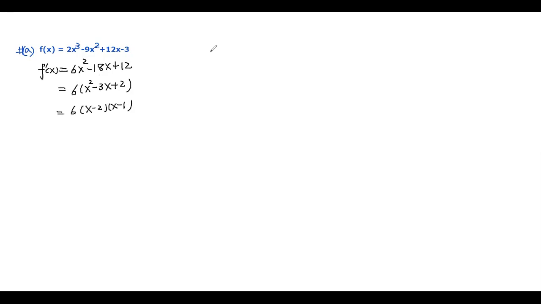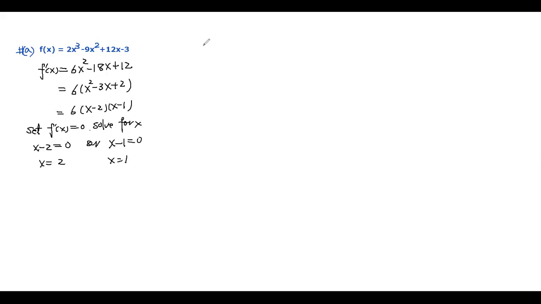Now, because I want the turning points, I will set f prime x equal to 0 and solve for x, right? If f prime x equals 0, that means x minus 2 equals 0 or x minus 1 equals 0. So I know x equals 2 and x equals 1. Those are my critical points here.